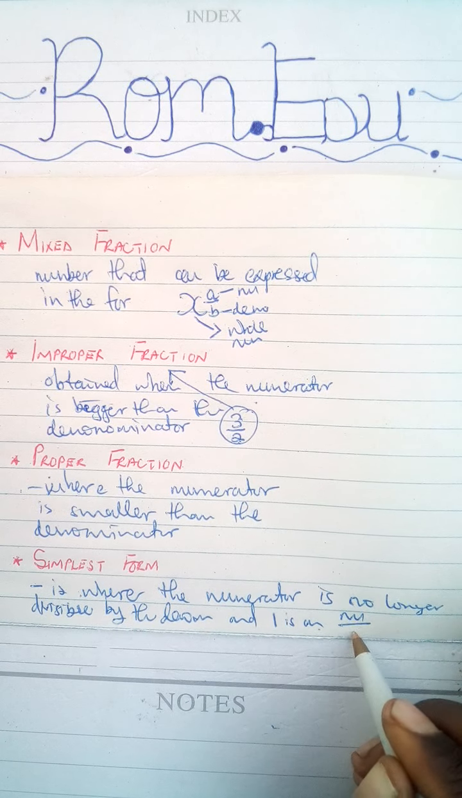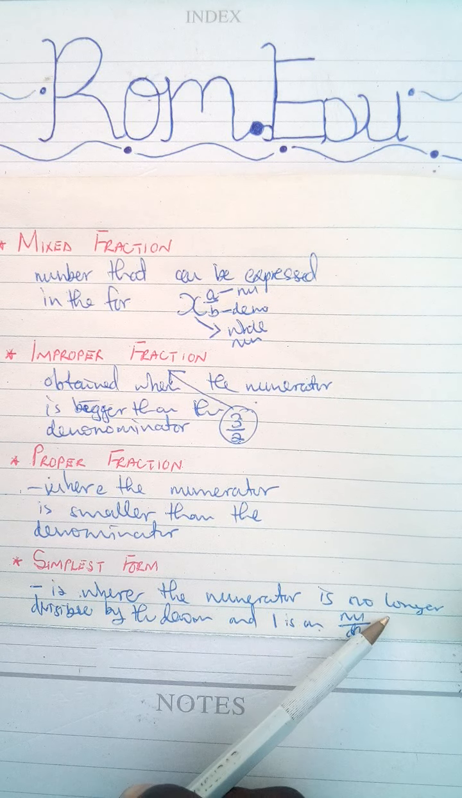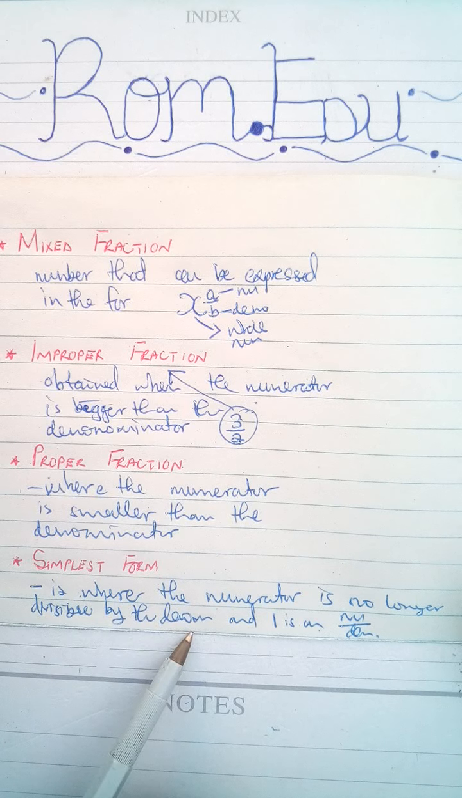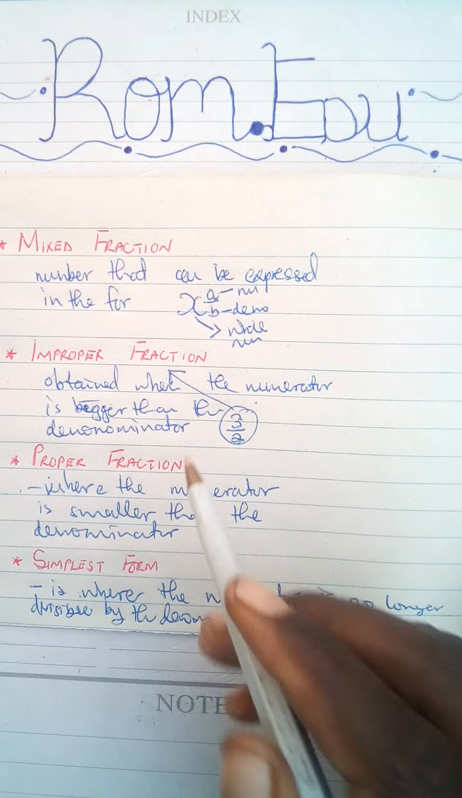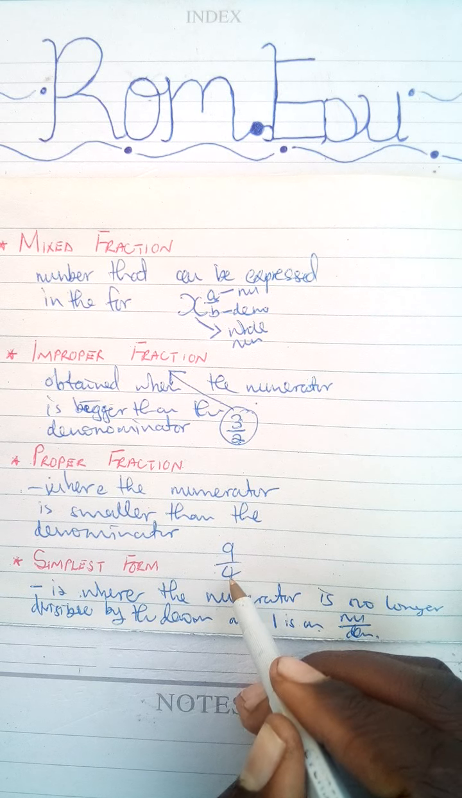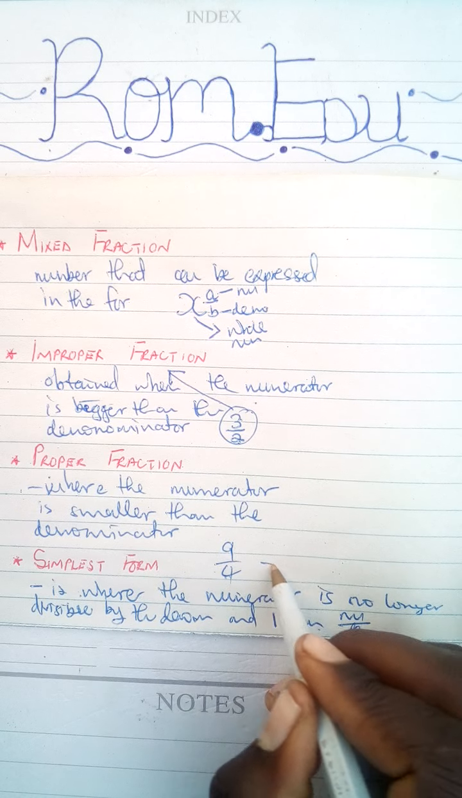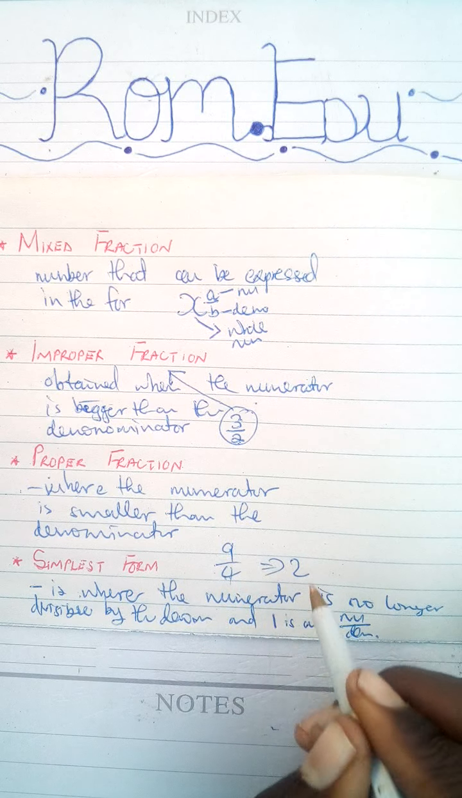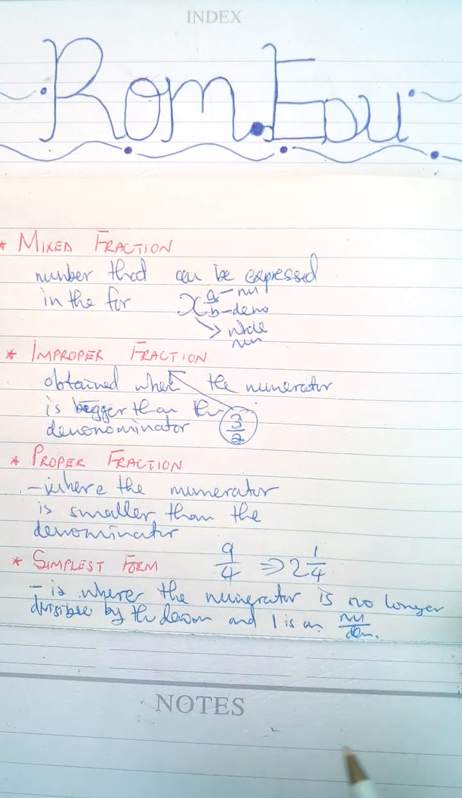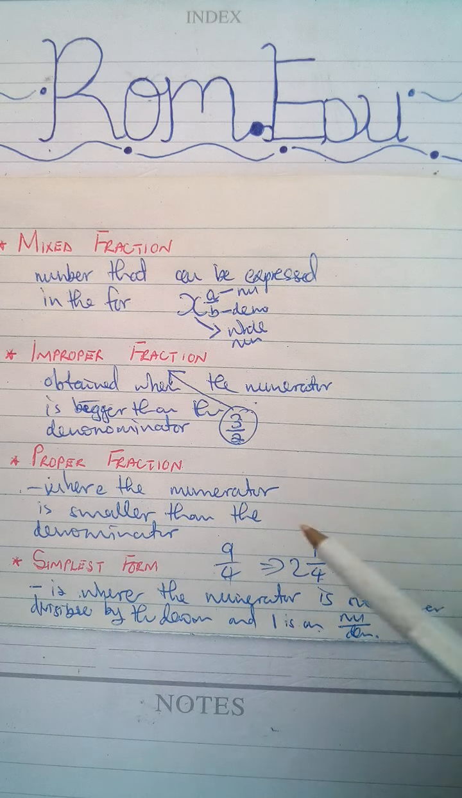So we're saying where the numerator is no longer divisible by the denominator, so we can have a case where, let's say, 9 over 4. Now 4 goes into 9 how many times? Two times. Remember, what remains is 1 over 4. Now let's look at 1 and 4. Do we have any number that can divide 1 and 4 besides 1? No. So we can say this number is now in the simplest form.